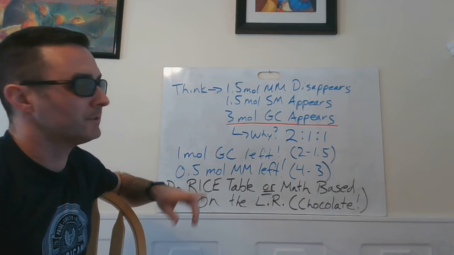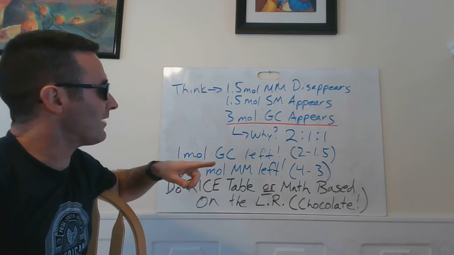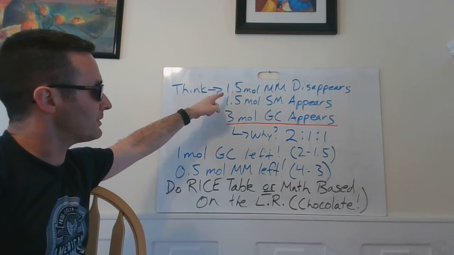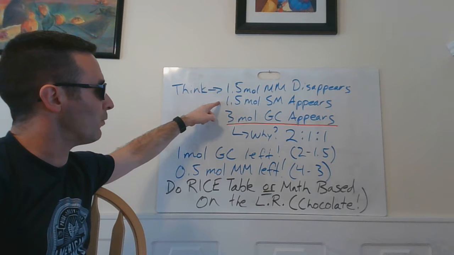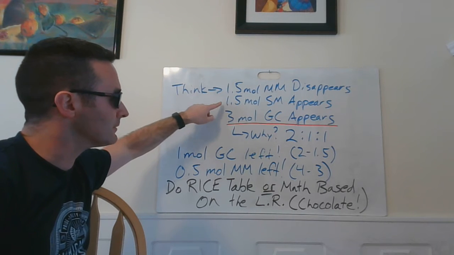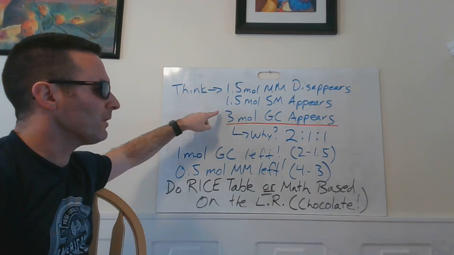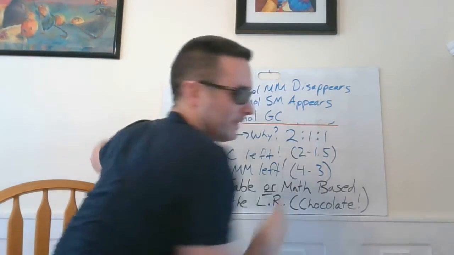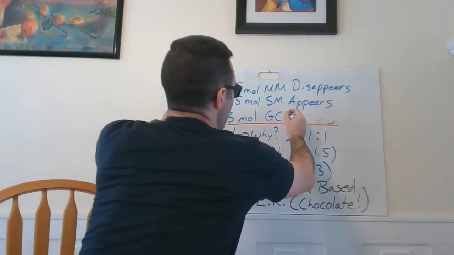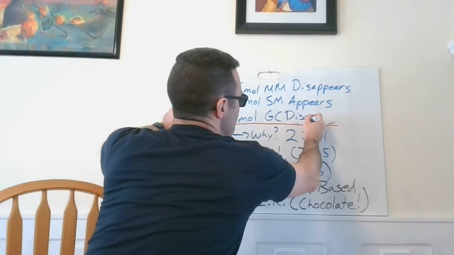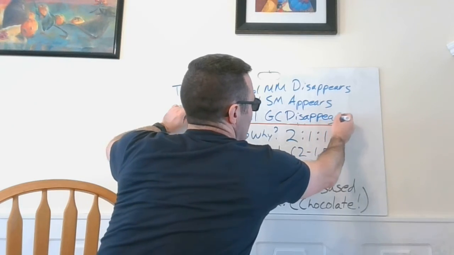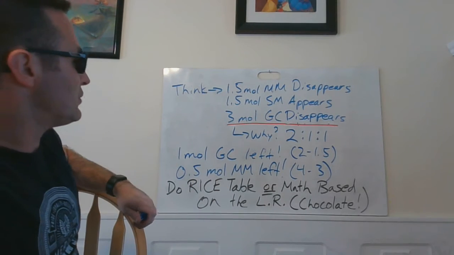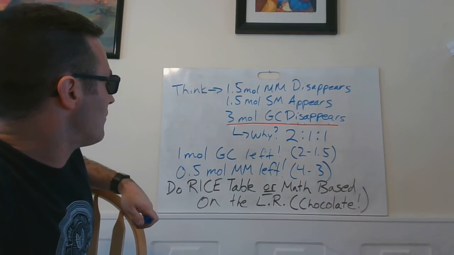So I've got 1.5 moles of chocolate, 1.5 moles of marshmallow disappear, 1.5 moles of s'mores appears, and 3 moles of graham crackers disappears. You'd think at home with practice I would know that. Let me do my best Homer Simpson. Duh! Okay, it's 2-1-1.